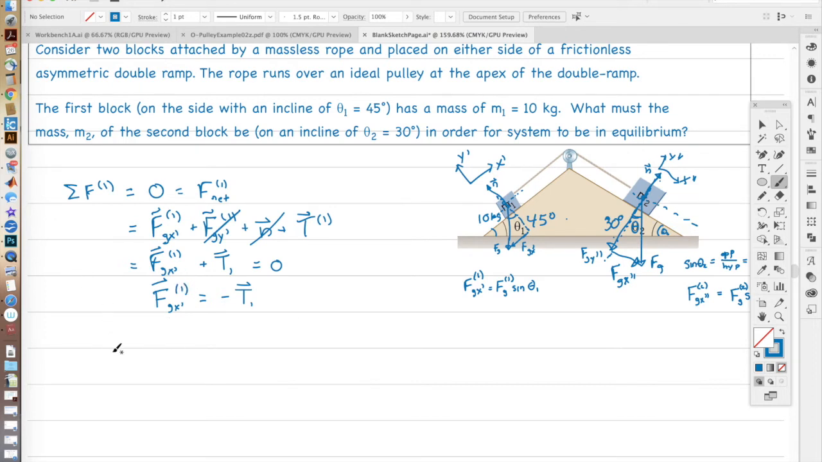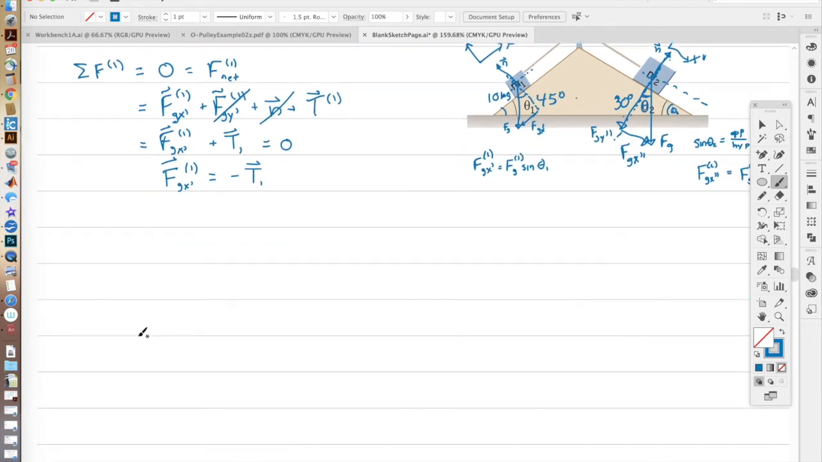We can do the same thing for the second block, and without belaboring the point, we could do all this sum F2 and all that stuff, but we'll save ourselves a little bit of writing, and we'll just simply write out the results. Similarly, Fg x double prime on number 2 is equal to minus the tension on number 2 vector.